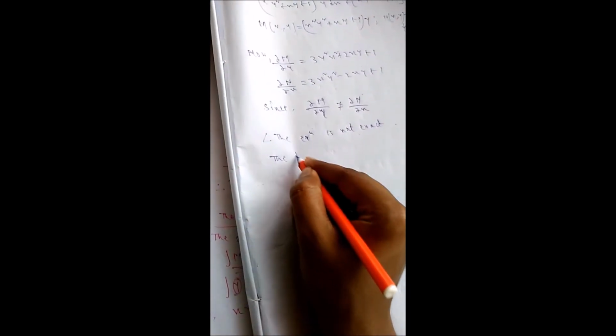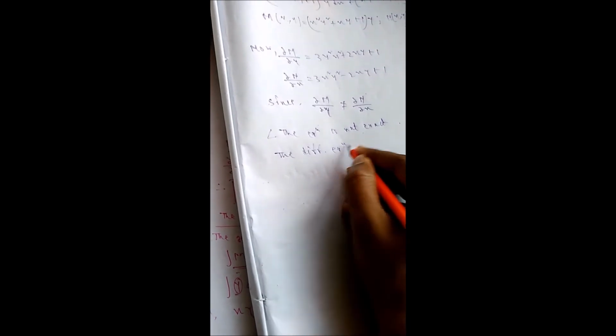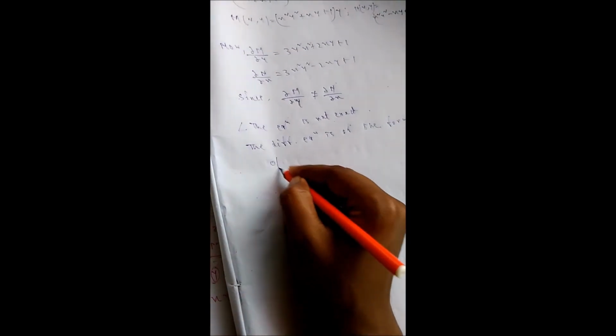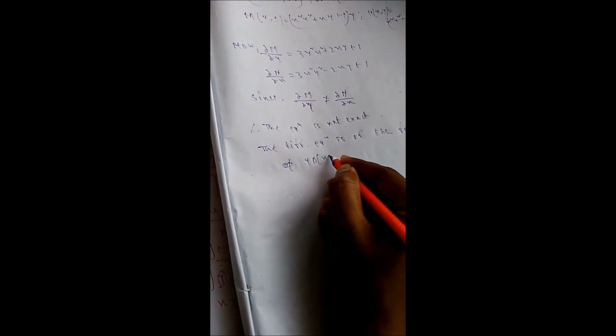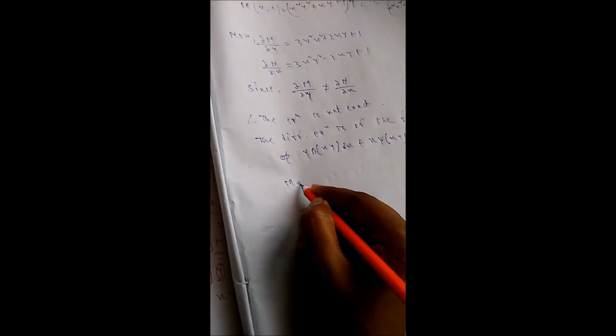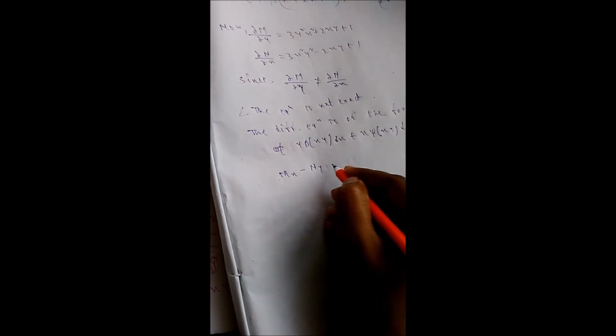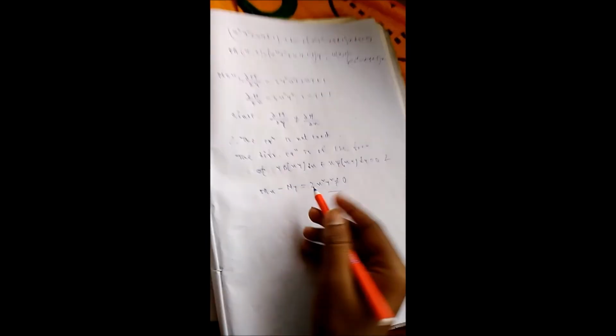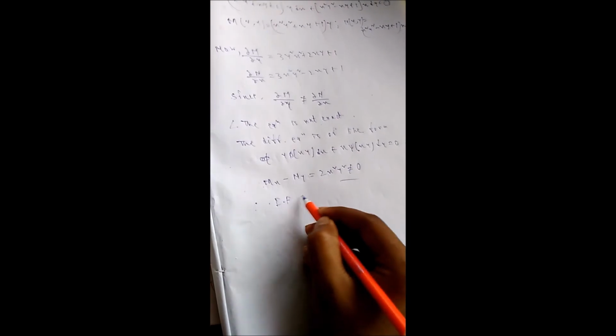Now the differential equation is of the form y φ(xy) dx + x ψ(xy) dy = 0, and Mx − Ny = 2x²y², which is not equal to 0. Now the integrating factor is 1/(Mx − Ny) = 1/(2x²y²).